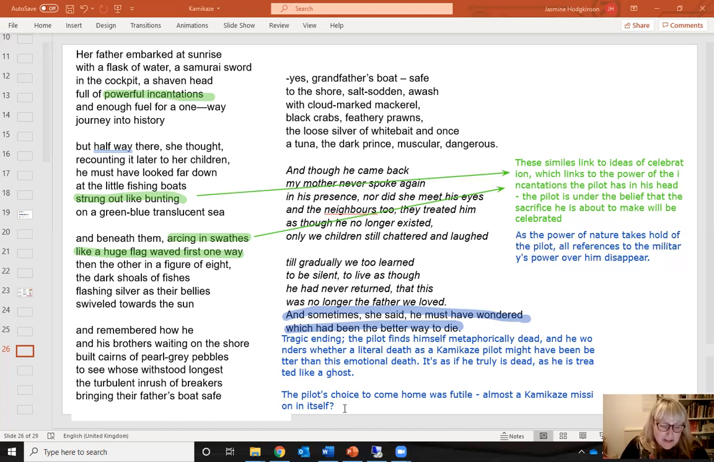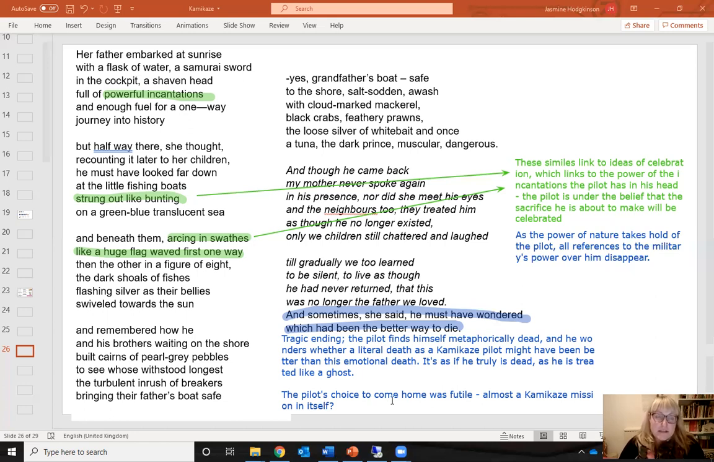Which leads on to this question. The pilot's choice to come home was futile, which is what he thought about the mission. You know, this mission to go and destroy these boats. It is a futile mission because why would I want to deprive people of these things? But now he's saying that, you know, the pilot's choice to come home was futile.